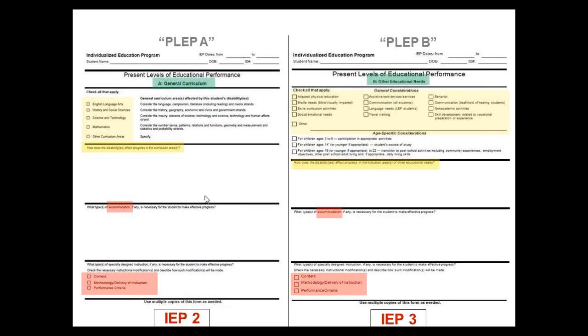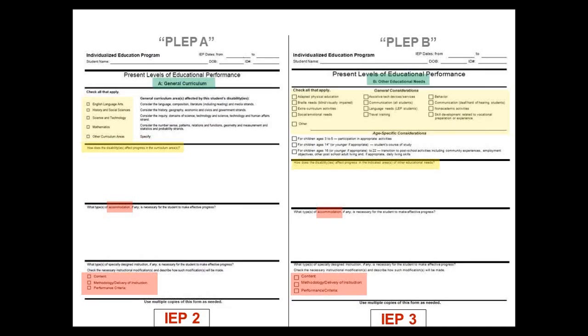And here's the difference, okay? PLEP A is all about access in the general curriculum. PLEP B is all about how their disability is affecting them in other educational areas. And if you look here, we have adaptive physical education, Braille needs, extracurricular activities, social and emotional needs, assistive technology devices, communication, language needs, travel training, behavior, communication, skill development. Okay. And then obviously here are some age-specific considerations.